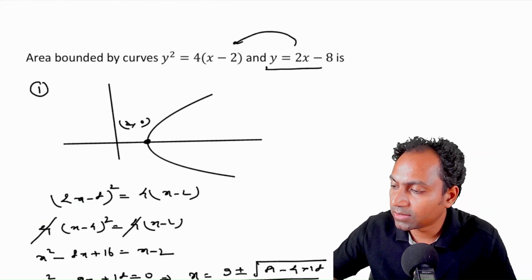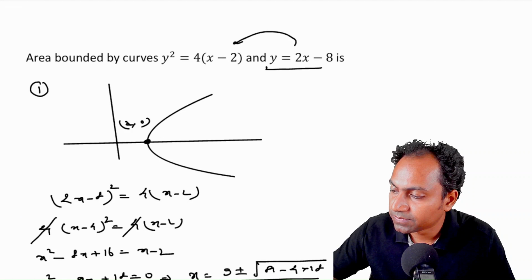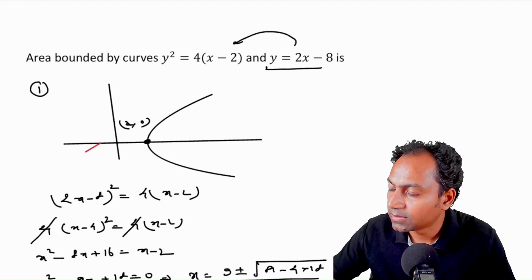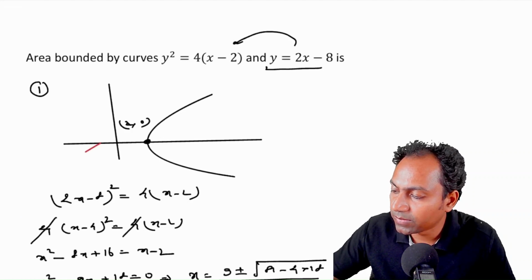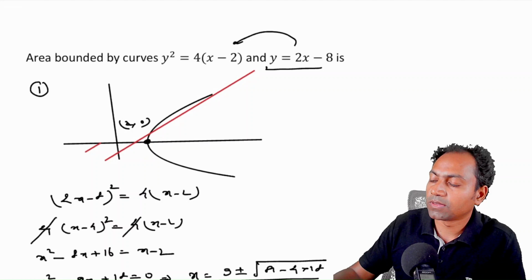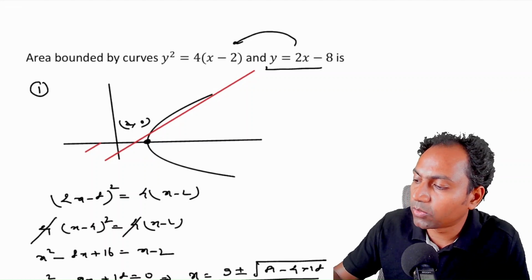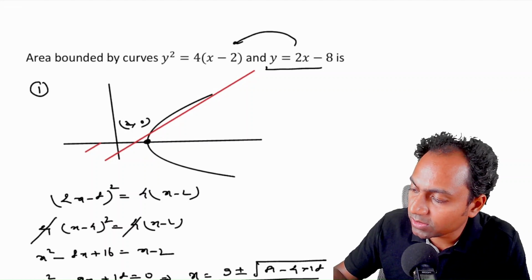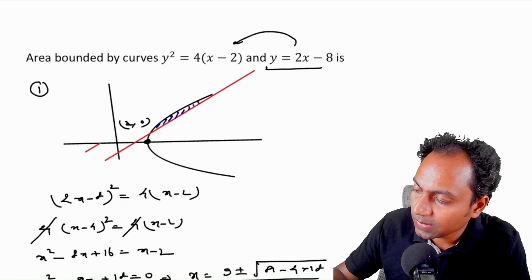So if I draw the line, now you have got a picture that this line will start from below and will intersect at 2 points like this. This is what is happening. So now what they're saying is area bounded. The area bounded would be this small area. This we need to understand.